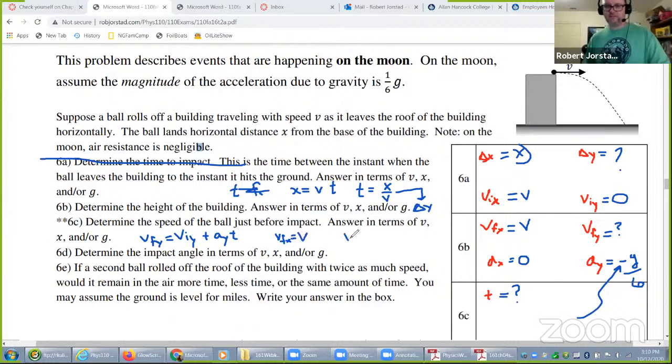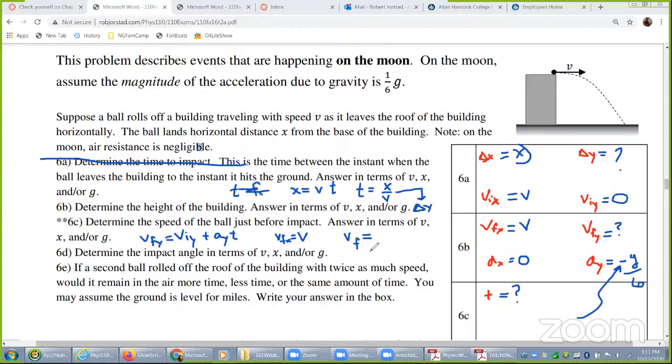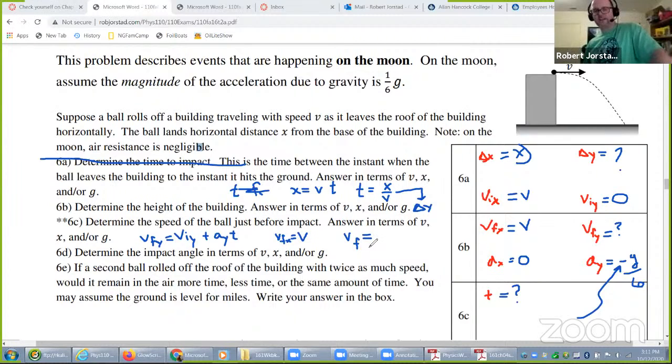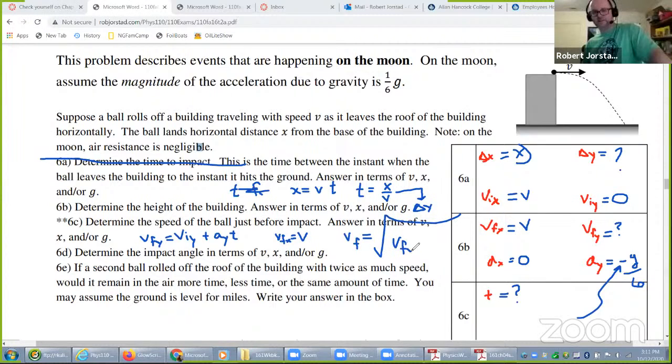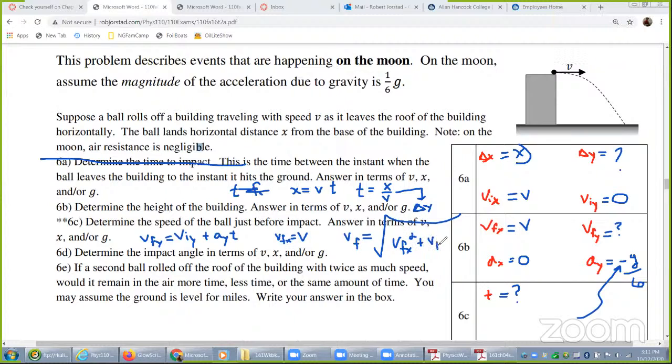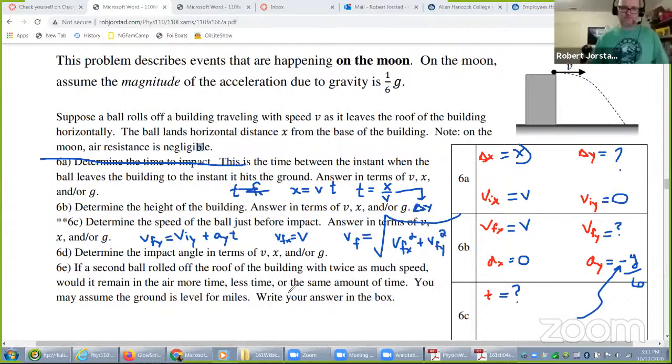And then I would say v final is what? How would I get it? Esteban asked, so I'll let him try it. What do you think? The square root of v final minus. Is that what you were going to say, Jake? Yes. Both of you are good. Does that make sense? Is that what you were asking about, Esteban?